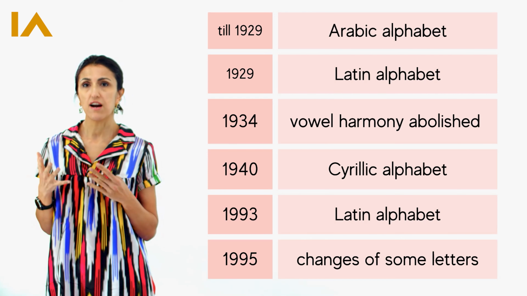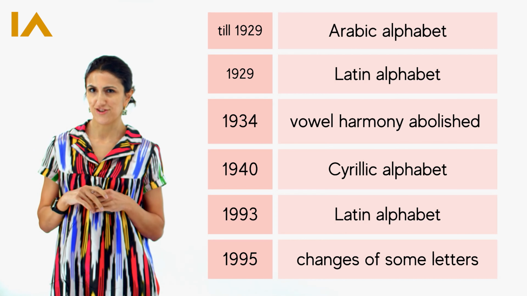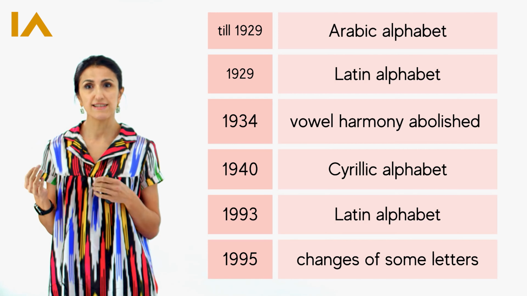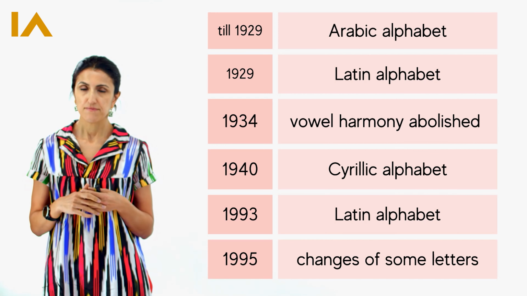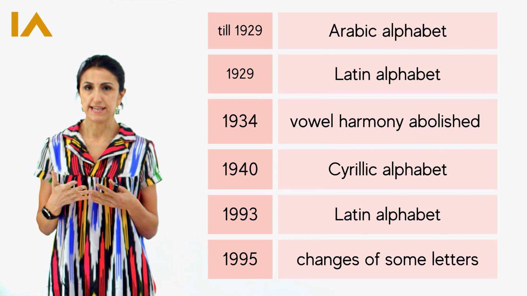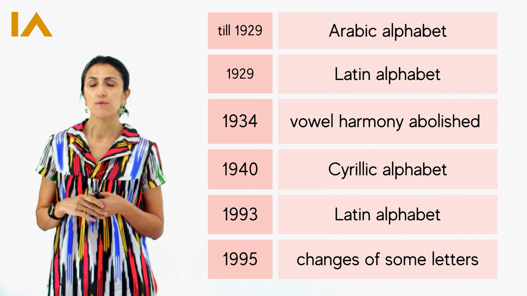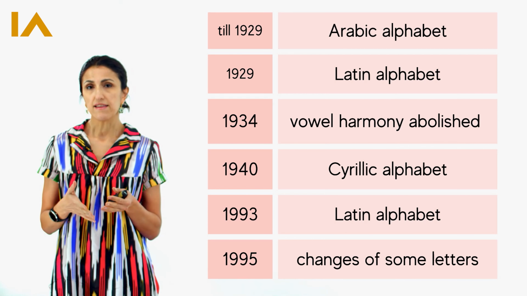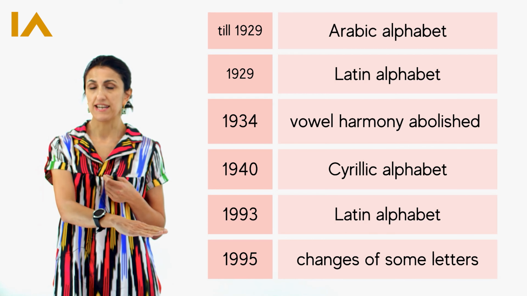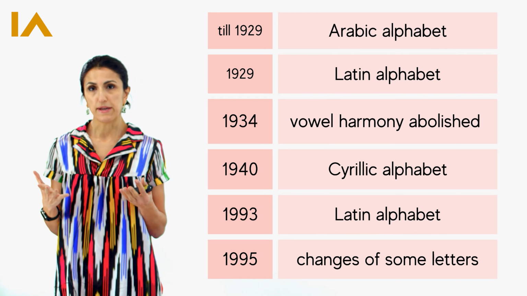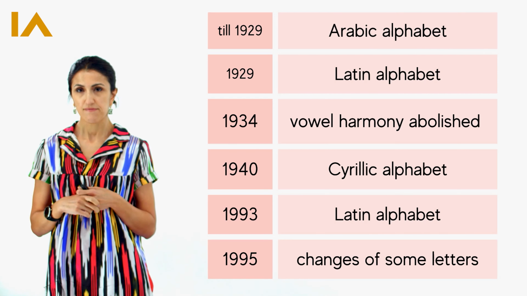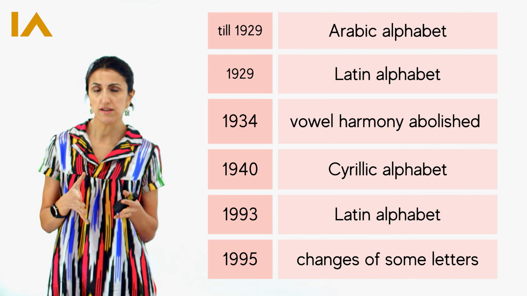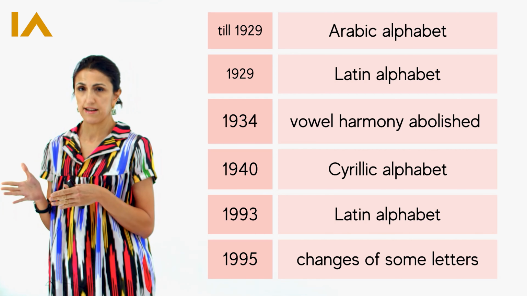Some specialists argue that that was not a right decision, because when it comes to dialects of the Uzbek language, we still can see vowel harmony. Okay, what happened next? In 1940, we switched to the Cyrillic alphabet, and that lasted till 1993. In 1991, Uzbekistan became an independent country. So that's when it was decided to transition from Cyrillic to Latin alphabet.